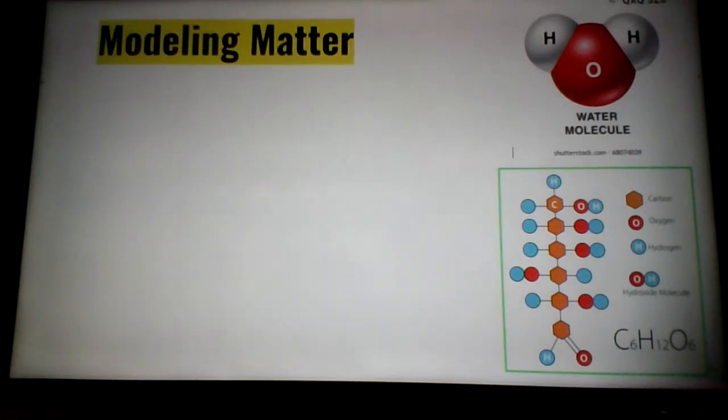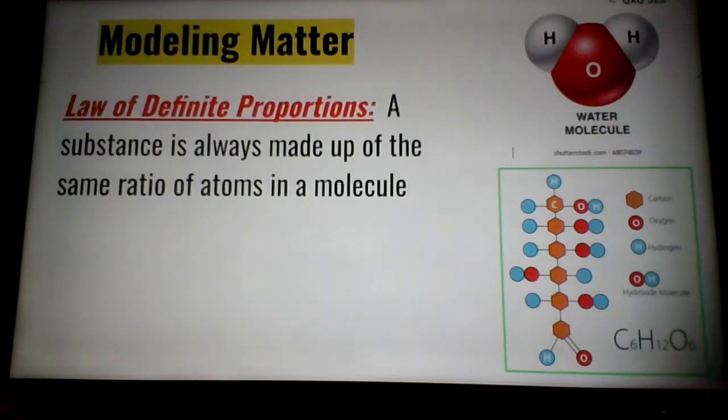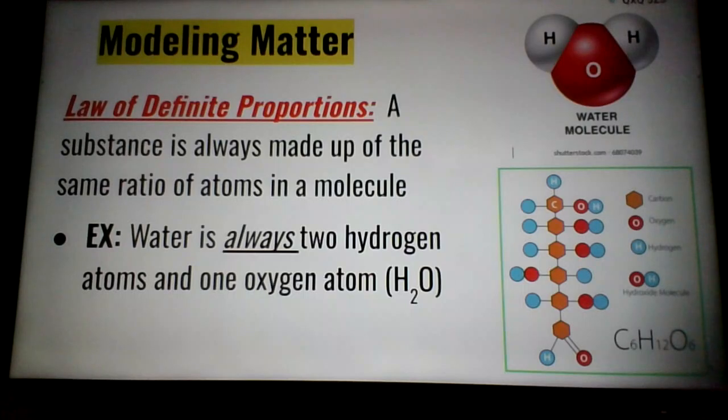Now I want you to notice, because water and sugar are each going to have the exact same makeup every single time. The law of definite proportions says just that. A substance is something that's always made up of the exact same ratio of atoms in a molecule, or in other words, made up of the exact same stuff every single time. Top picture, water molecule. Bottom picture, sugar molecule. Water is always 2 hydrogen atoms and 1 oxygen atom. You will never see water anything else.